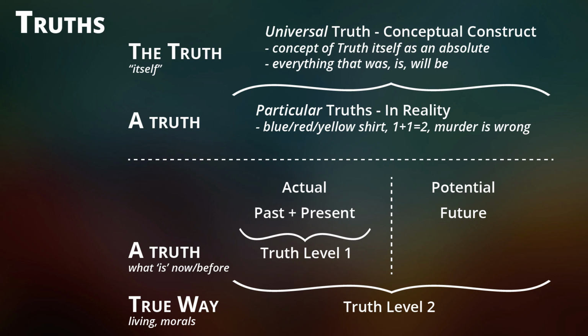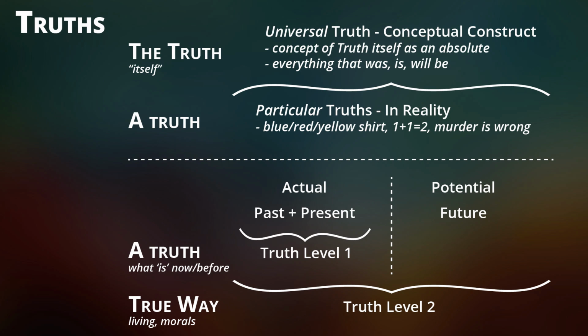Murder is wrong is a particular truth in reality, but specifically deals with a true way to live, a moral way to live. So you can understand how the categorizations are going to get into what I've termed truth level 1 and truth level 2, the different ways that we talk about truth. We say that that's a true way to live, or that's not true. You're not living in truth. There's different ways we talk about truth. So there's truth level 1 and truth level 2, and you can see how they reflect in here.